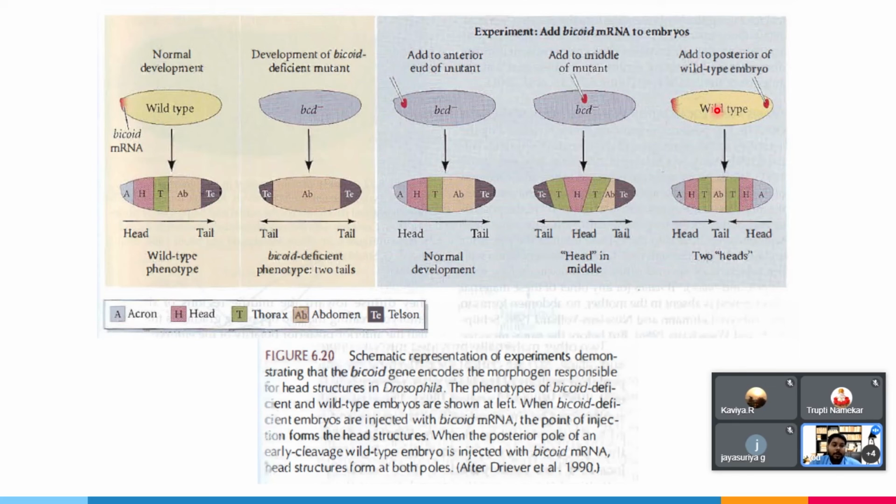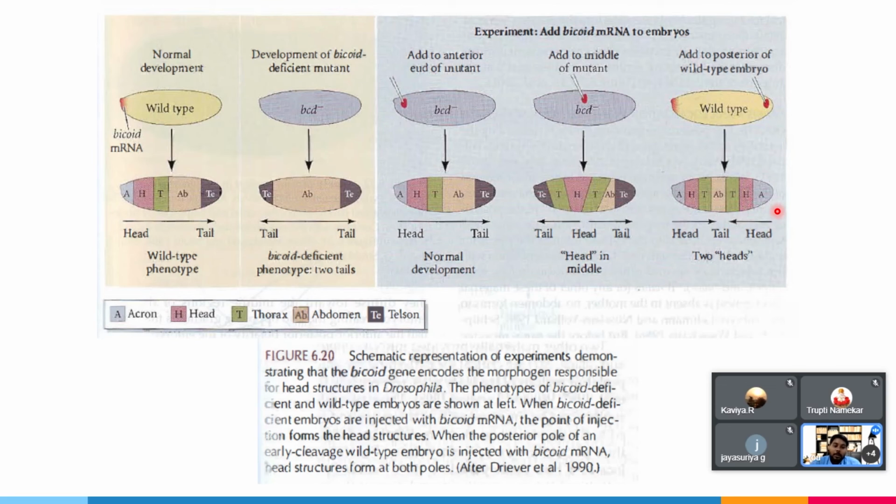Finally, it was shown by adding bicoid to the posterior of a wild type embryo. Wild type embryos should only have bicoid in the anterior-most region. But when bicoid mRNA was injected in the posterior region, it also formed anterior structures in the posterior. So we have two acrons, two heads, two thoracic segments, and one abdominal segment.